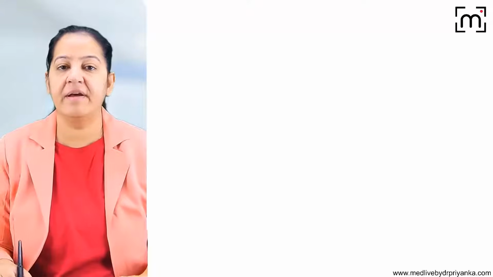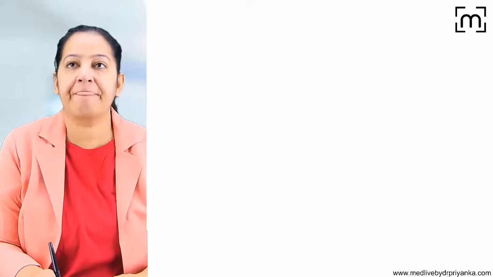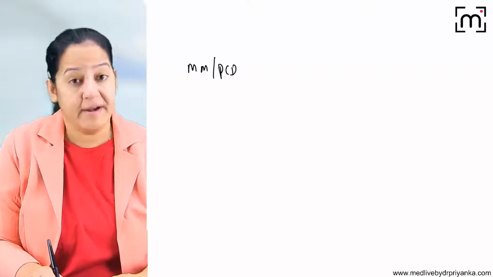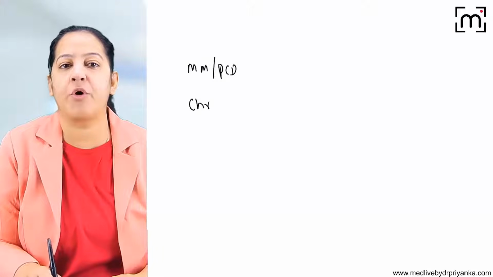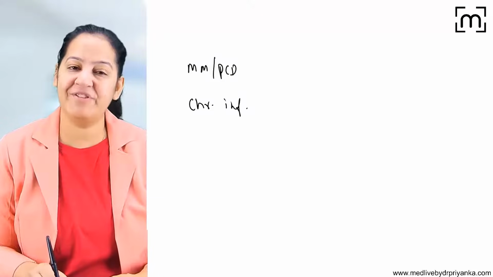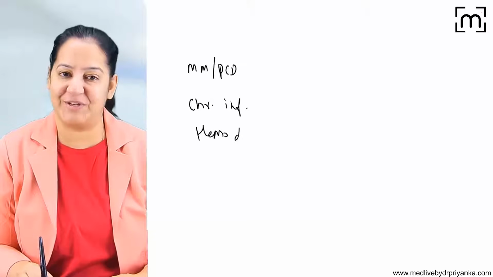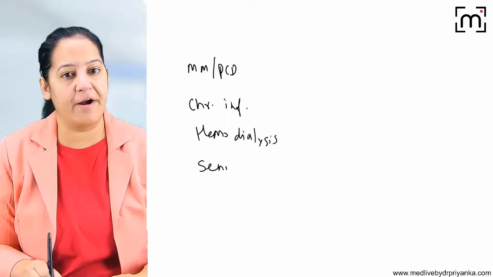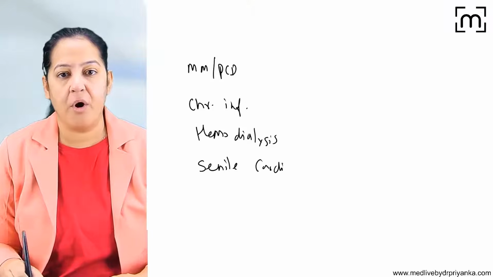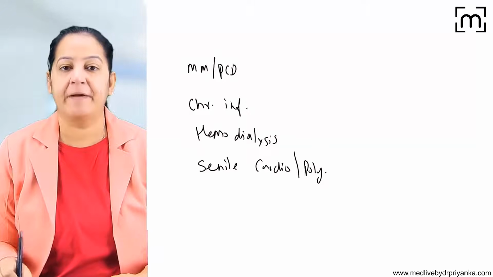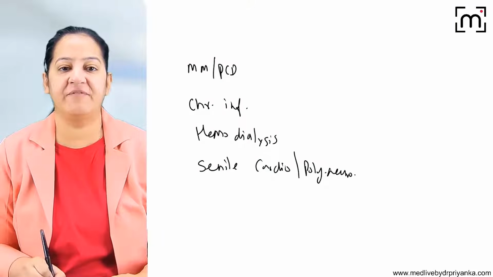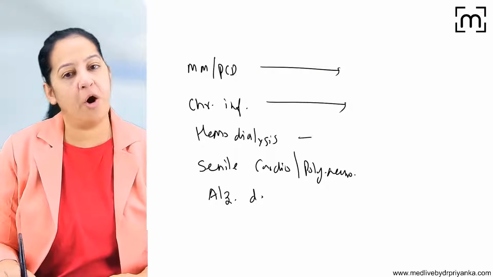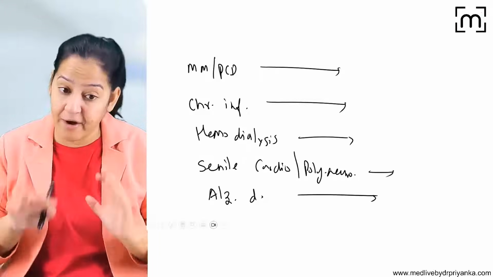So can you tell me the various triggers? Tell me which type of amyloid occurs in a multiple myeloma or plasma cell dyscrasia patient. Which type of amyloidosis occurs in chronic inflammation. Which type occurs in a hemodialysis patient. Which type occurs in senile cardiomyopathy or polyneuropathy patients. And which type of amyloidosis occurs in an Alzheimer's disease patient. So this is the trigger. They all can have amyloidosis in future, but the amyloid will be different.